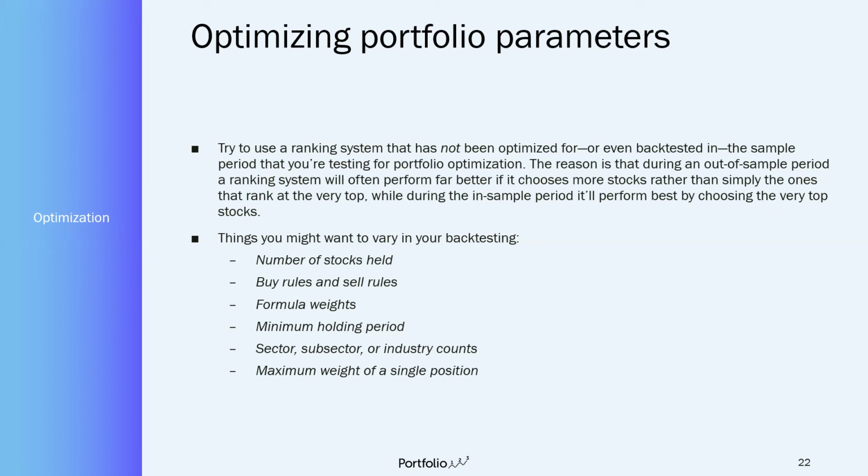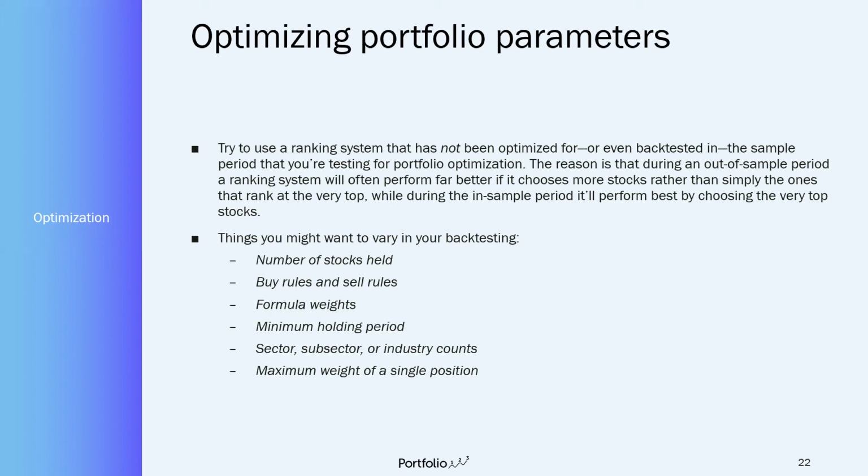But if I were to perform that same test in the same period in which I'm backtesting, using the ranking system that I currently use, I would not find that. I would find that the very top stocks would perform the best. And that's just a kind of obvious consequence of optimizing ranking systems. So I think it's very important to treat your portfolio parameters and your ranking systems separately, and to optimize them totally as separately as you can.